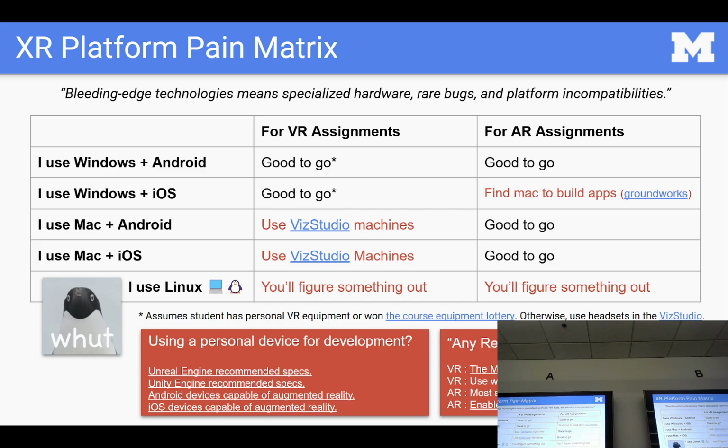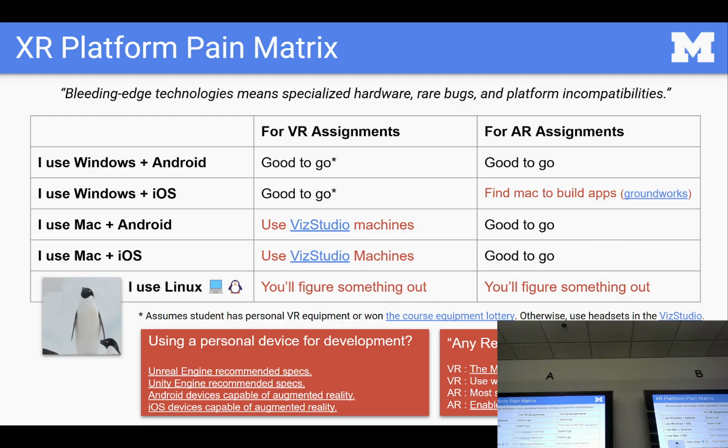So you either buy a Mac or find one from a friend, or you can go to Groundworks across the hall. They have Macintosh systems that allow you to build the app to your own device, and you'll be good, okay? And this is just how Apple rolls. There's not a whole lot we can do about this.